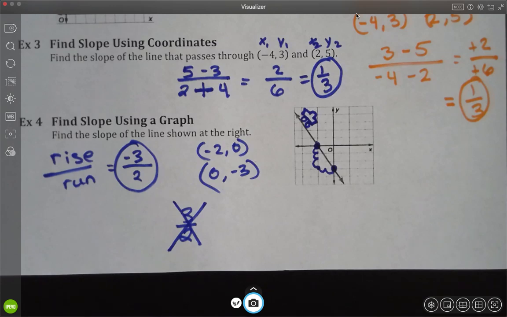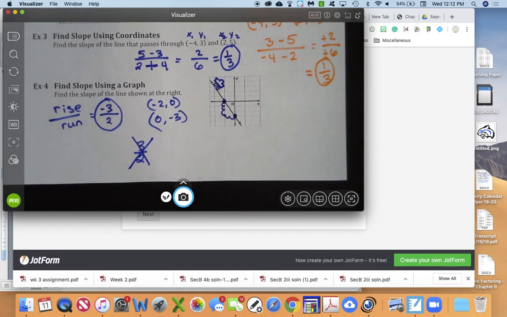You do the up and down value over top of the left and right value, and then it should be going downhill, so it's negative. Does that make sense? You are more than welcome to do y2 minus y1 over x2 minus x1. You should get the same answer, right? But since you have the graph, you can just look at it. Yes? Good? There you go. That's it. Perfect. Okay.